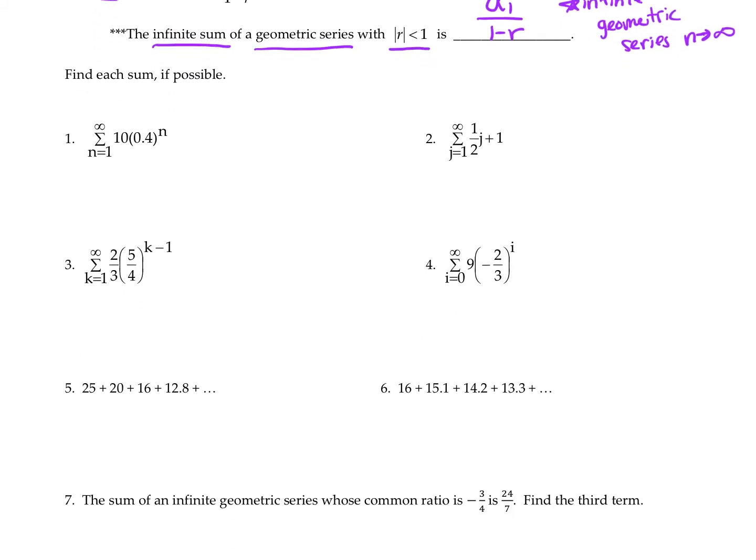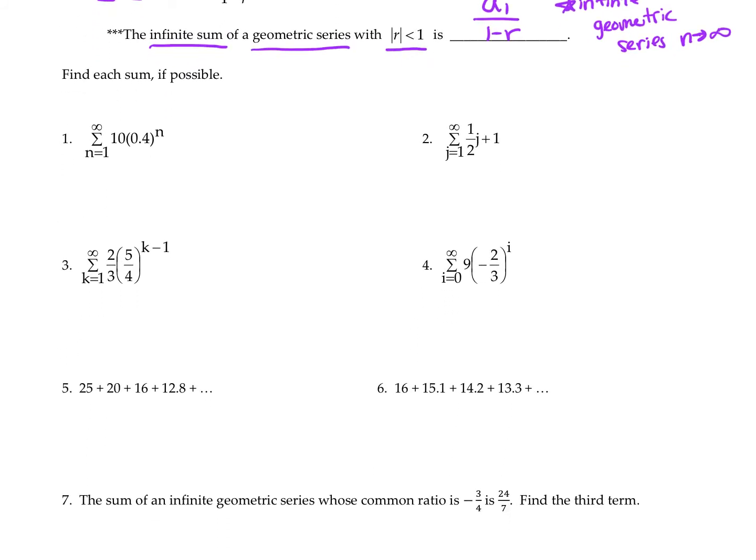All right, so we're going to look at these two and see if it's possible to find the sum or not. So this first one's an infinite series. I can see that my r is 0.4, and so that follows the rule that my absolute value of r is less than 1. So yes, I can find my infinite sum. So I'm going to take my first term, and be careful, for your first term you've got to plug in 1 for n. And so my first term is going to be 4. So 4 over 1 minus 0.4. So the sum of this infinite series is going to approach 20 over 3.